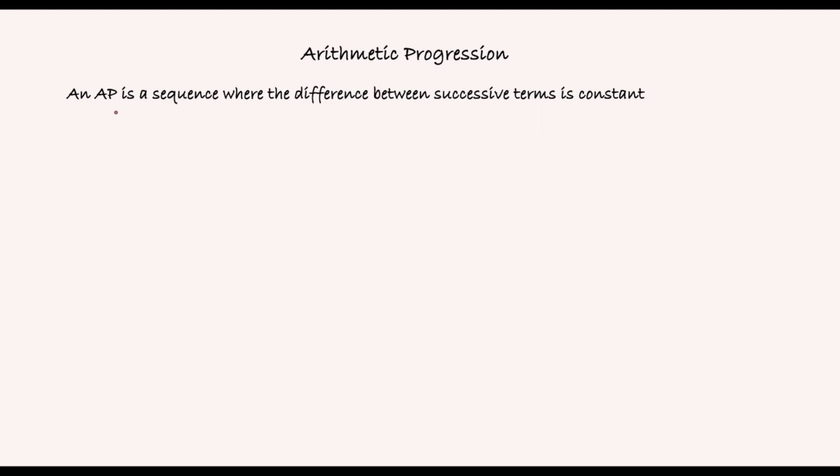An arithmetic progression is a sequence where the difference between successive terms is constant. Now, the key thing to notice here is that the difference between successive terms is constant. As an example, let's use the sequence that we had seen before, which is the sequence of odd numbers.